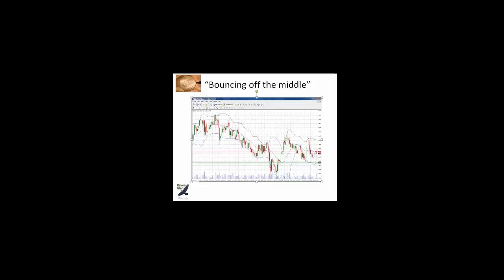There's an area of the chart where we can see the price action bouncing just between the lower band and the middle, and there are also areas of the chart where we can see the price action hitting the bottom, turning around and going back through to the top.